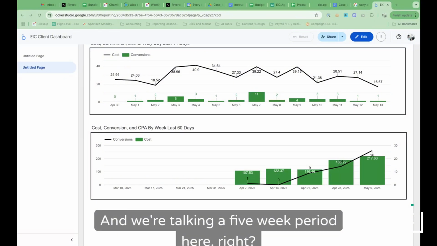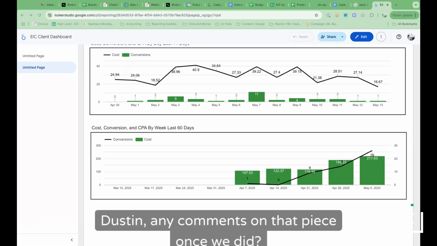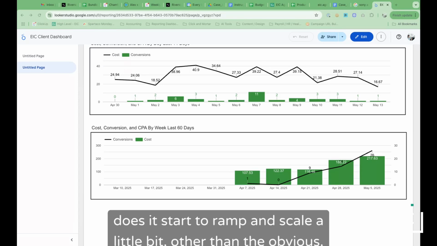And you're talking a 5-week period here, right? It takes time to do that and to get to that point. So, Dustin, any comments on that piece once we did? So I guess the question from there is, okay, once we find the right mix, how does it start to ramp and scale a little bit, other than the obvious, which is spend?